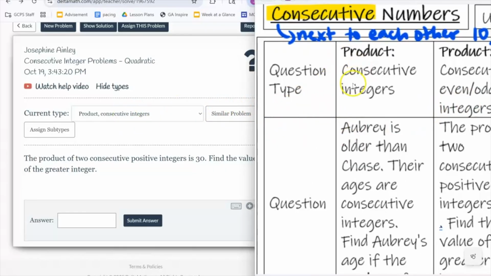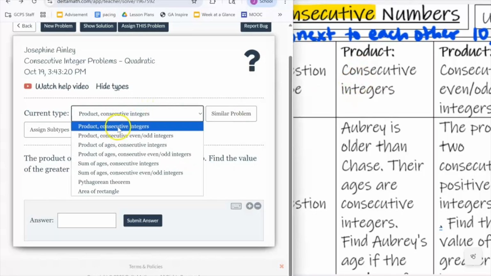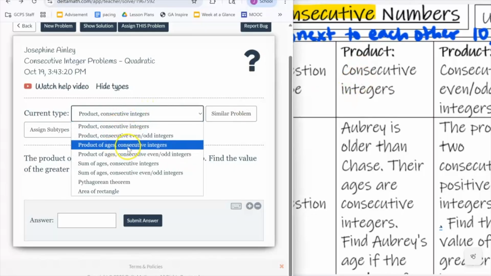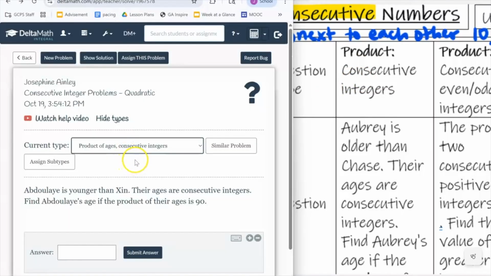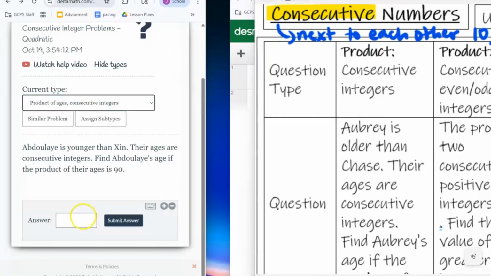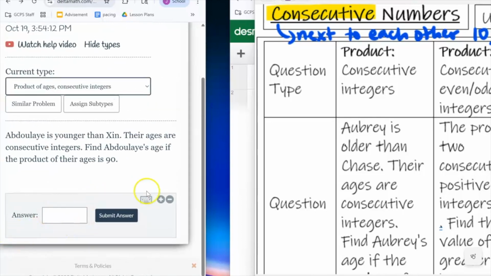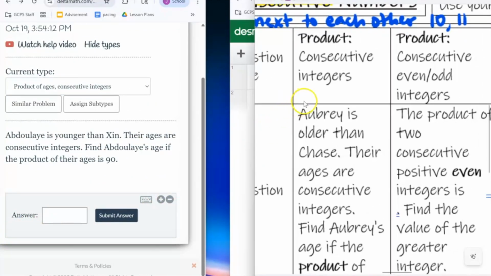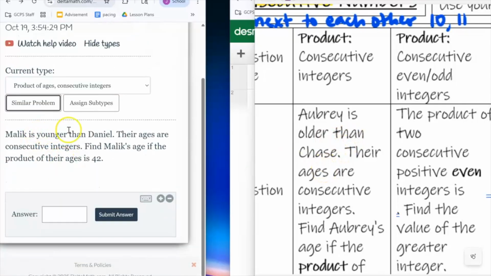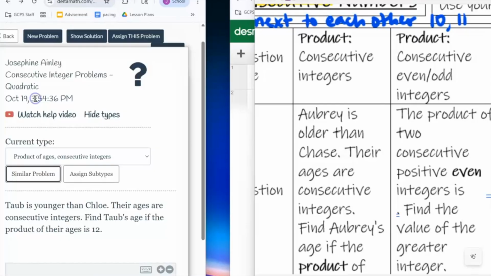So we're going to start with the first one, consecutive integers. I could do consecutive integers, or I could do product of ages. The question is the same, okay? So I'll stick with this since I've just put this one on there. All right, so here's my question. We are going to fill this in for Aubrey. It doesn't say Aubrey is younger than Kim, this says older than Chase. Let me find one that says that. Younger, it doesn't matter. Okay, there it is, older.